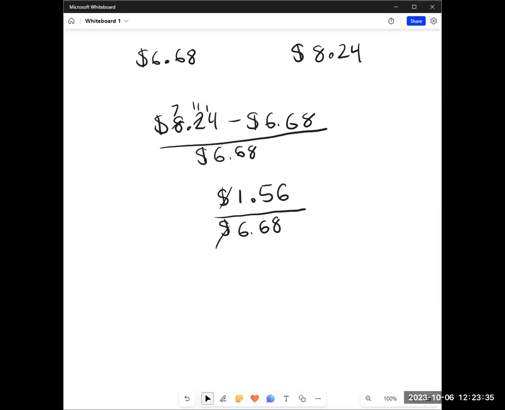156 divided by 6.68, that is, 156 over 668. And we're again rounding this to the nearest tenth of a percent. So we're going to take this out to the thousandths place. It's approximately equal to 0.234. And that makes this a 23.4% increase.